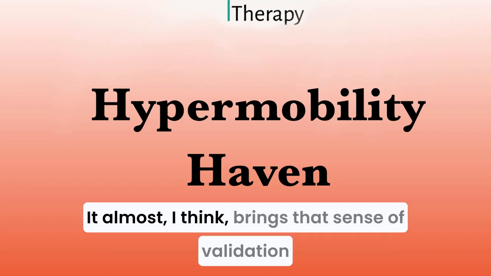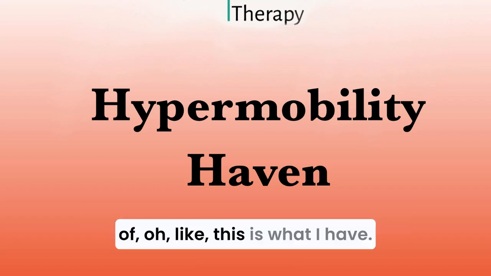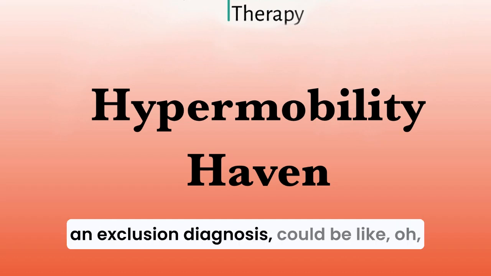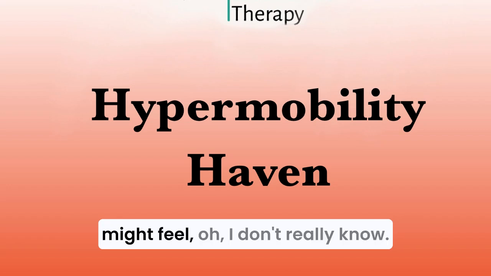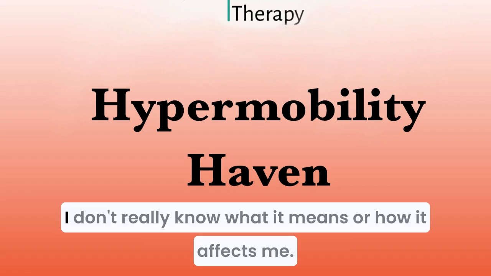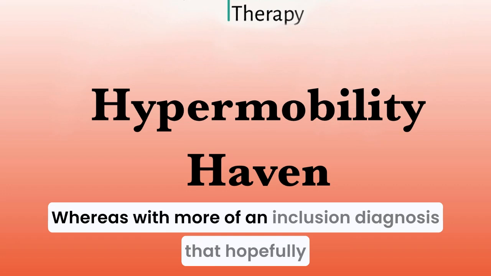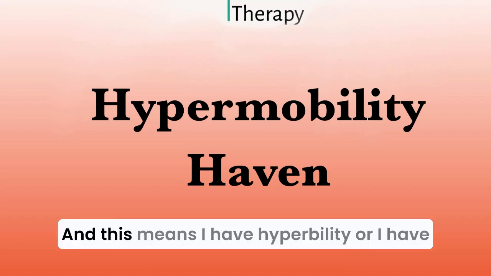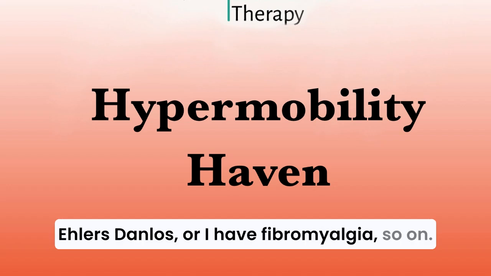It almost, I think, brings that sense of validation of, oh, this is what I have, where a lot of people, when it's an exclusion diagnosis, might feel, I don't really know, they've given me this, I don't really know what it means or how it affects me. Whereas with more of an inclusion diagnosis that hopefully these biomarkers will bring, people will understand more, okay, I have this, this and this means I have hypermobility, or I have Ehlers-Danlos, or I have fibromyalgia, and so on.